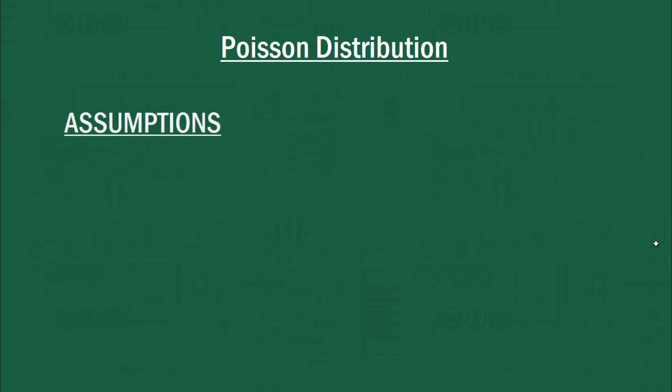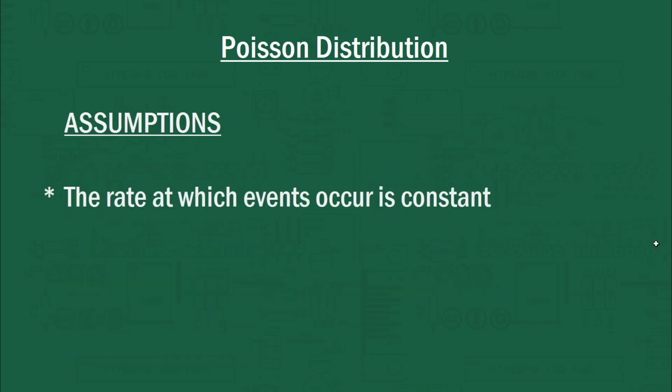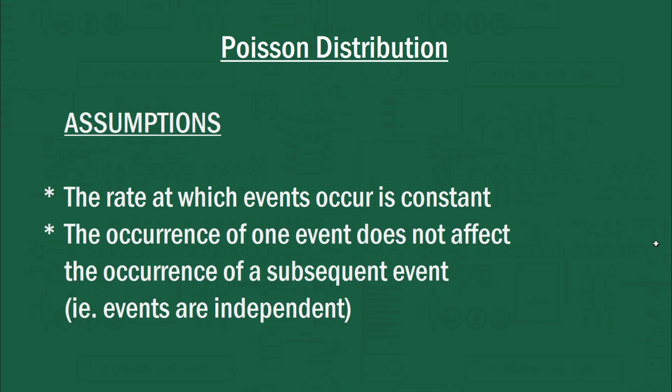Now, what are the assumptions underlying the Poisson distribution? Firstly, the rate at which events occur must be constant. Another way of saying this is that the probability of an event occurring in a certain time interval should be exactly the same for every other time interval of that same length. The other assumption is that the occurrence of one event does not affect the occurrence of a subsequent event, i.e. the events are independent.